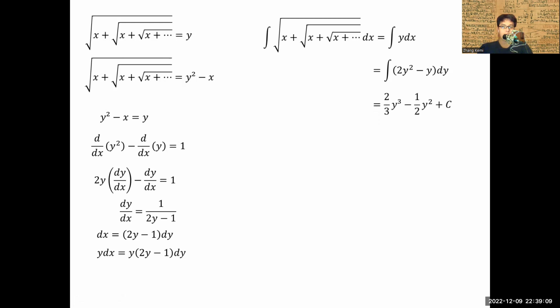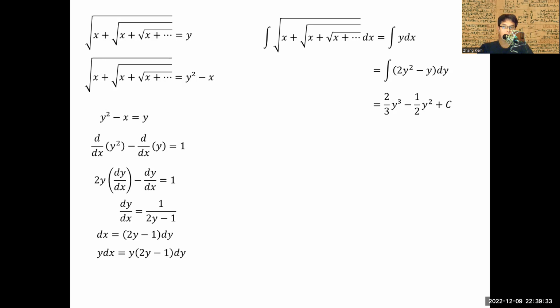And thus, I can perform an antiderivative of y with respect to y. So in this case, if I'm going to perform an antiderivative of y with respect to y, I simply get 2/3 of y to the power of 3 minus half y squared plus the arbitrary constant c.